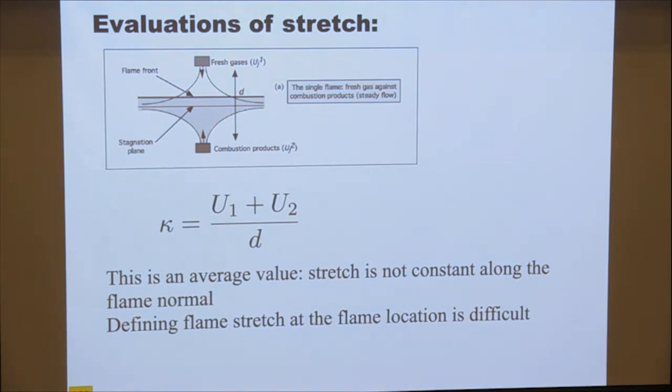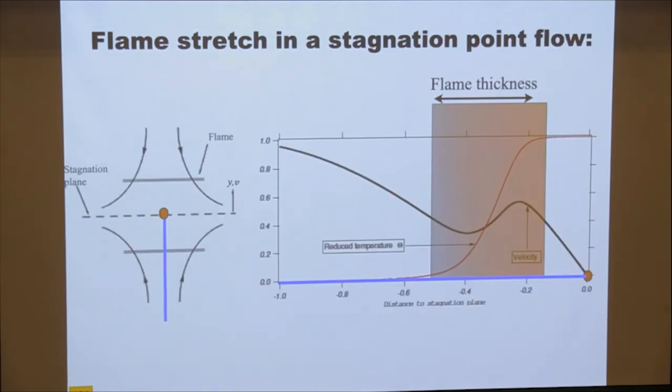So for experimentalists, quite often, when they talk about stretch, they just take the exit velocity here plus the exit velocity here divided by the distance between the two injectors, except that this is a very approximate definition, because if you actually measure the velocity along this line in the stagnation point flame, you decrease here, and then you increase again, and then you go to zero when you reach the stagnation point.